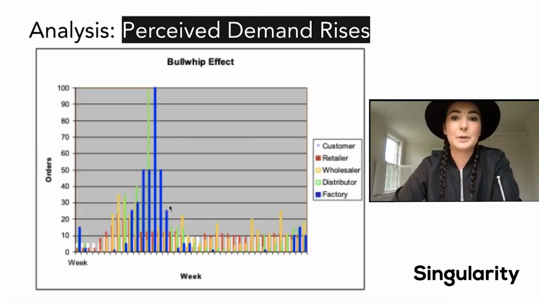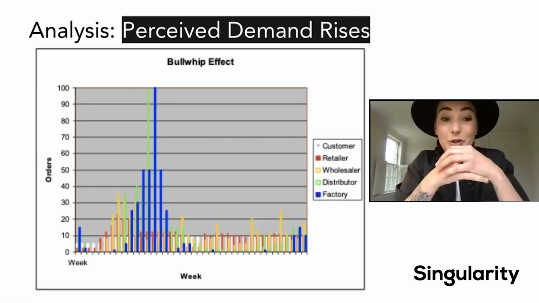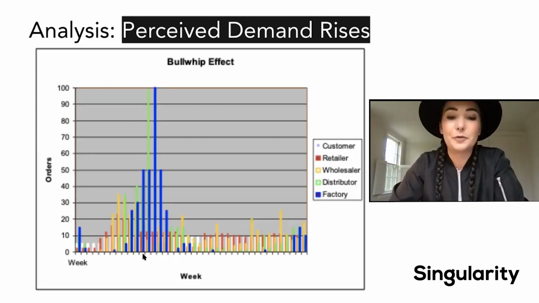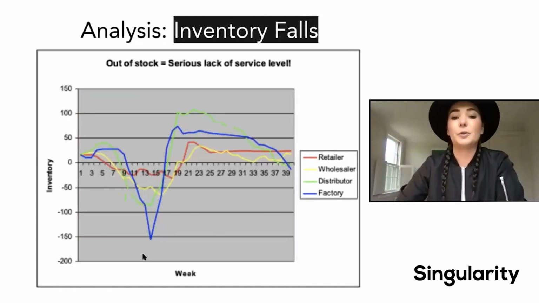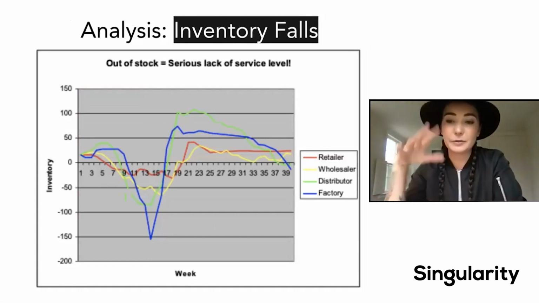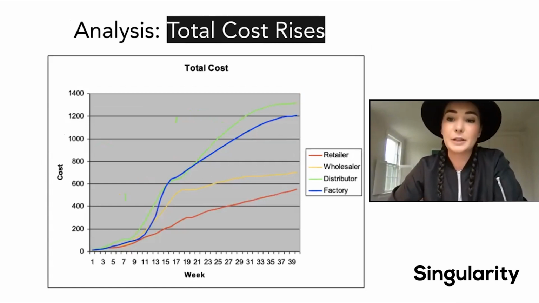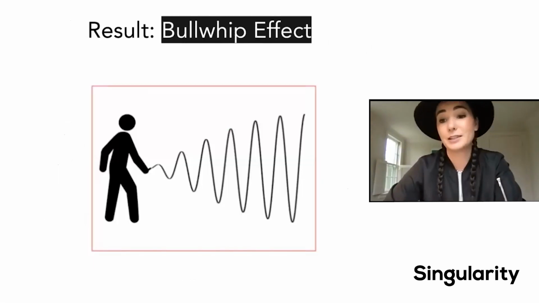So what actually happens every single time you play this game and do the simulation, no matter what you do, I'd say 99% of the time, the demand is configured to rise at a certain point a few weeks in. And that trickles up the supply chain. And so as that's happening, the inventory falls. Logical, right? And of course, then the cost rises because you're incurring more costs related to the back orders and the lack of fulfillment. And this is called the bullwhip effect.